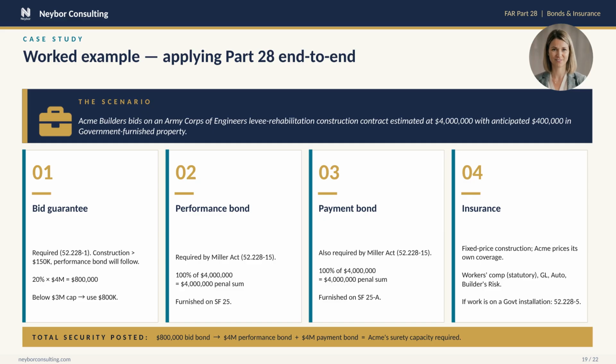Step 4, insurance. Because this is a fixed price construction contract, FAR 28.306 governs, and there are no FAR mandated minimum coverages. Acme buys its own program. Workers' comp at statutory levels, general liability, auto, and builder's risk for the work in progress. If any of the work is on a government installation, for example, mobilizing equipment from a courtyard, Clause 52.228-5 also applies. The bottom strip summarizes the security posture, an $800,000 bid bond at submission, then upon award $4 million each in performance and payment bonds. That's $8 million of surety capacity Acme needs to secure this single award.